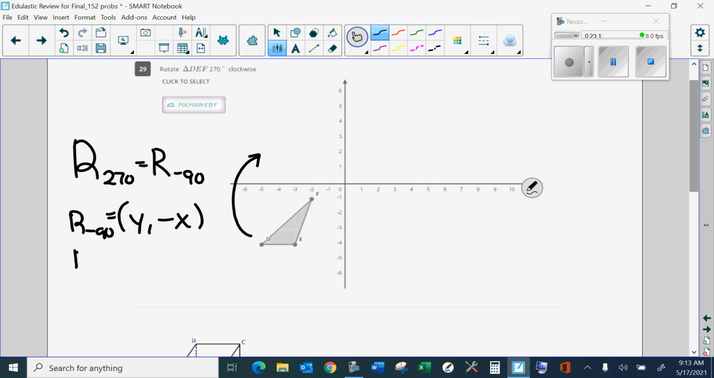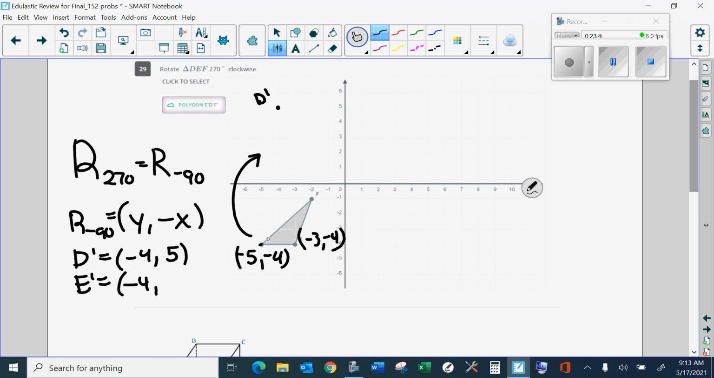So if we said D prime, that right there is negative 5, negative 4. Write it down so you don't miss it. Now apply y, negative x. So negative 4, 5 would be D prime. E prime starts at negative 3, negative 4. So y is negative 4, negative x is 3. Negative 4, 3. There's E prime.